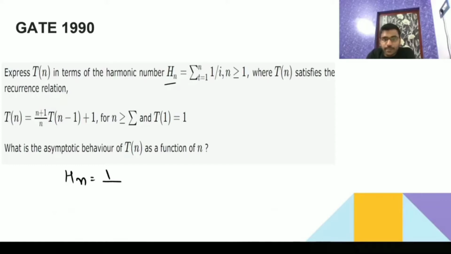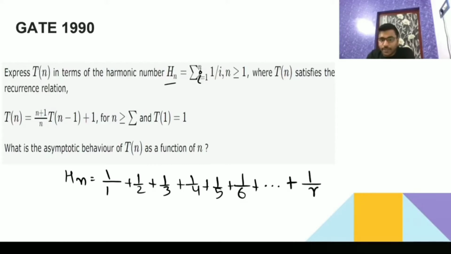Hn is 1 by i. So it is 1 by 1, then 1 by 2, then 1 by 3, then 1 by 4, then 1 by 5, then 1 by 6. Like this, it will keep on going till 1 by n. So this is the harmonic series. You know that it is approximately log n.